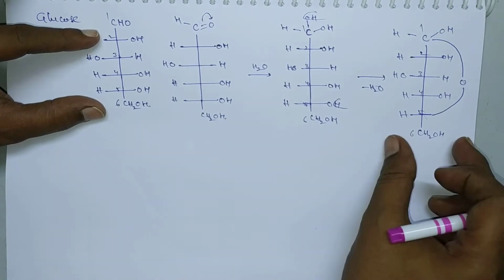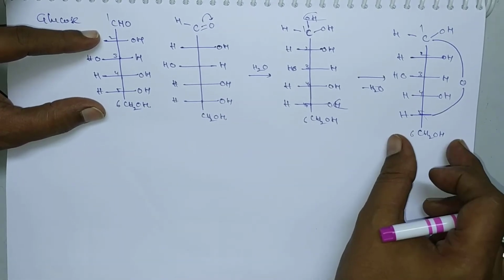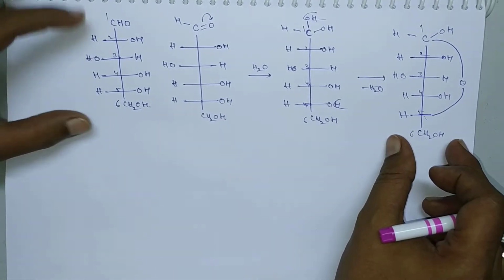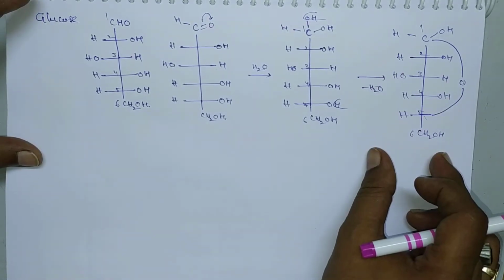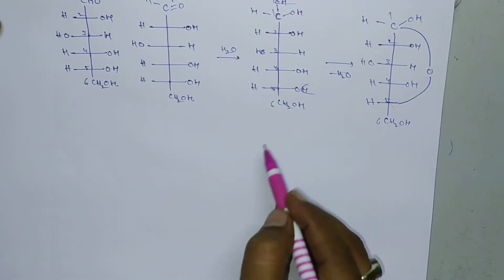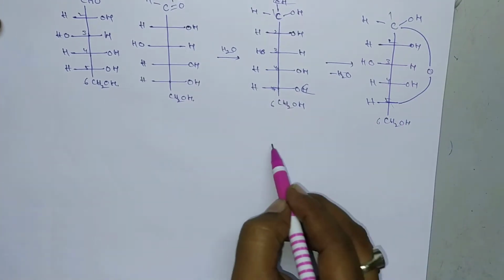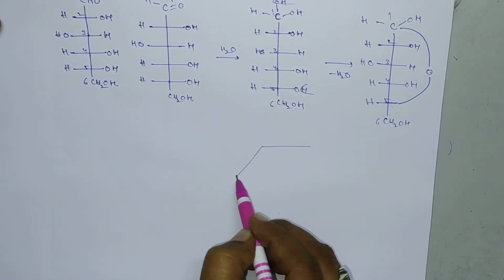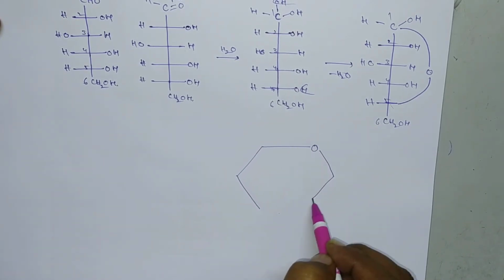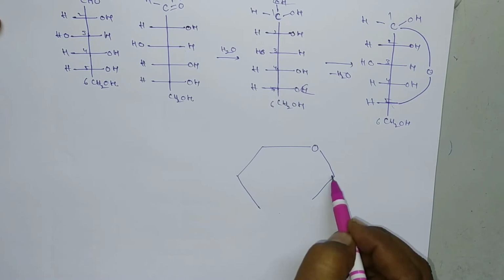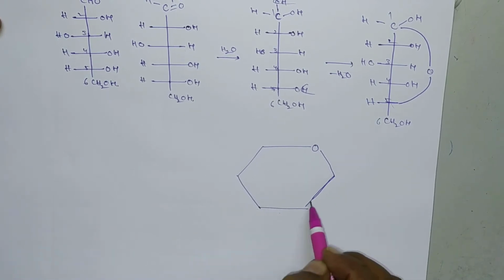Both are Fischer structures. From these Fischer structures we have to convert into the Haworth structure. So how to write this into a Haworth structure? Have a look at this. Here this is the 6-membered ring, so it should be written like cyclohexane, and one of the atoms is oxygen. So that's why we have to write oxygen here.